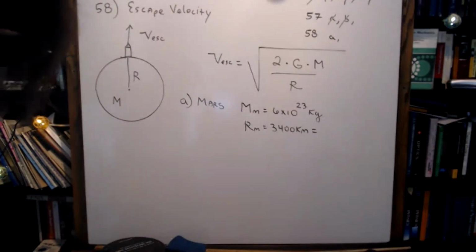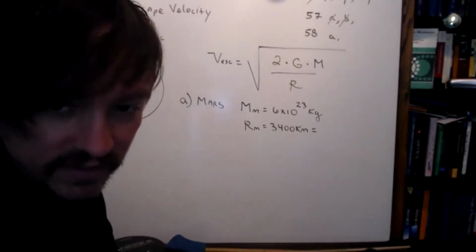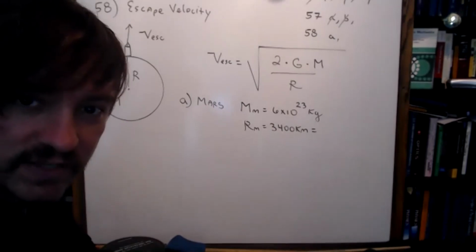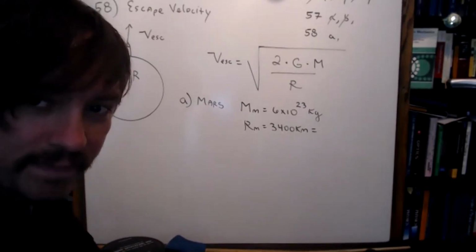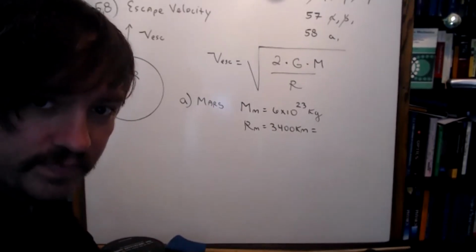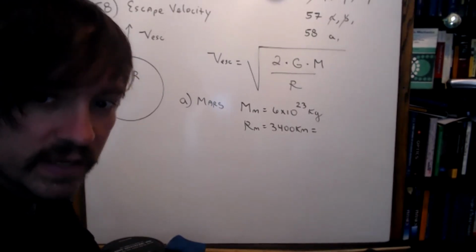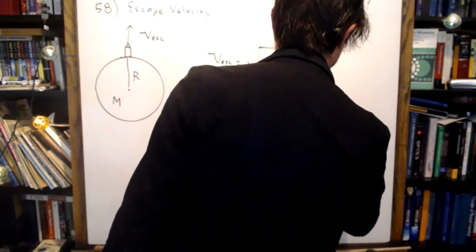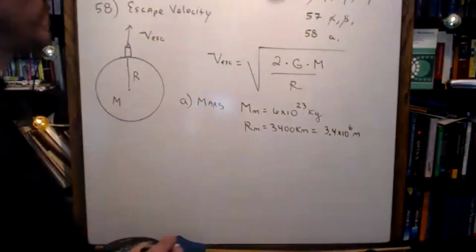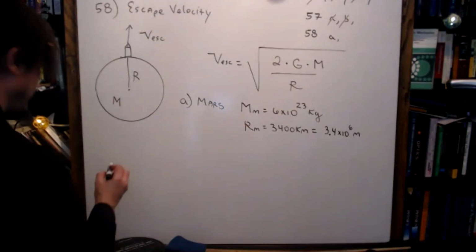Are you that good? If you can't, then I'm going to have to make you do dimensional analysis, but I'm going to give you a fighting chance here. How many meters would that be? 3.4 times 10 to the 6th. 3.4 million meters. Very good. I'll let you skip that step because you've impressed me. Okay. Let's just go ahead and calculate the escape velocity.